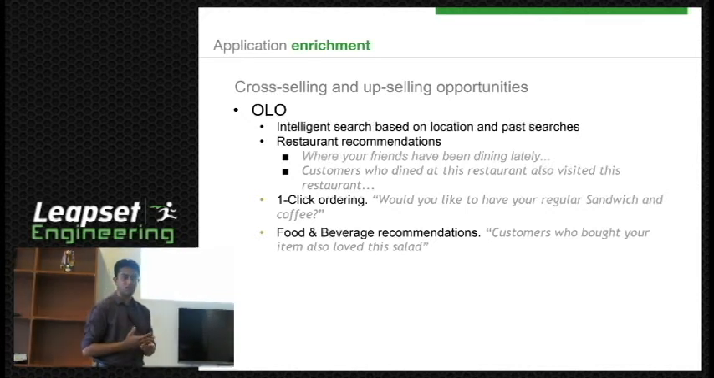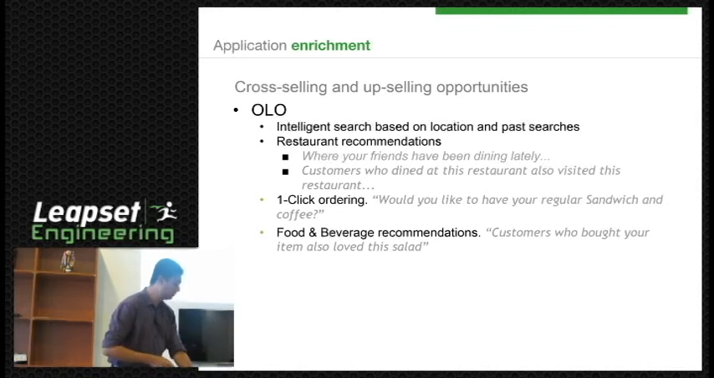You can give restaurant recommendations where your friends have been dining lately. You can show that customers who dine at this particular restaurant preferred these restaurants or these menu items. Through data you can identify certain ordering patterns. So if you see a particular person ordering the same sandwich and the same coffee every day, why not give them a one-click ordering possibility?